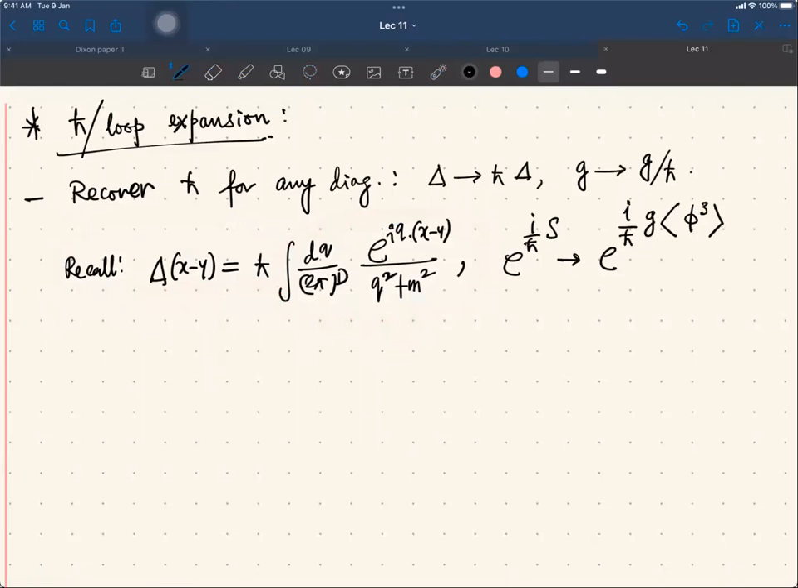Every coupling, not only g, in phi to the 4, phi to any other power, all these couplings will be scaled by 1 over h bar, right? I mean, if I set h bar equal to 1, whatever I see that coupling, when I recover h bar, then each time the coupling appears, it appears like g over h bar.